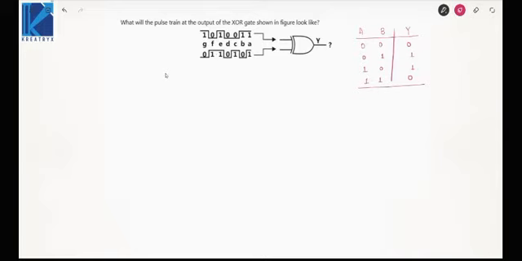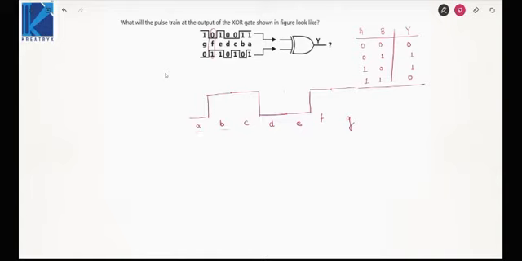This is the first input, 1 1 gives 0. Then 1 0 gives 1. Then 0 1 again gives 1. Then 0 0 gives 0. Then 1 1 gives 0. Then 0 1 gives 1, and 1 0 gives 1. So that will be the waveform at the output of the XOR gate.